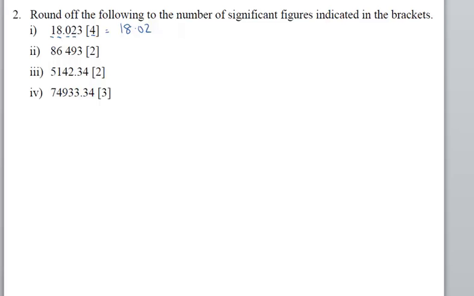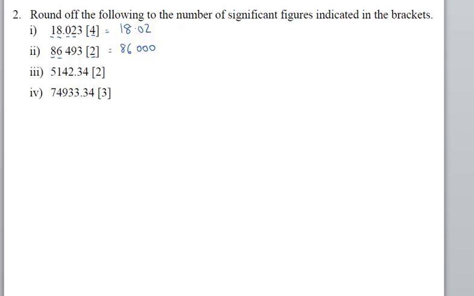For our next one here, we've got 2 significant figures. So 1, 2, we look at our next number and we have 493. So even though it's 49, we still leave this as a 6, only if this number is actually 5, we round up. So here we have 86,000, and that's to the 2 significant figures.